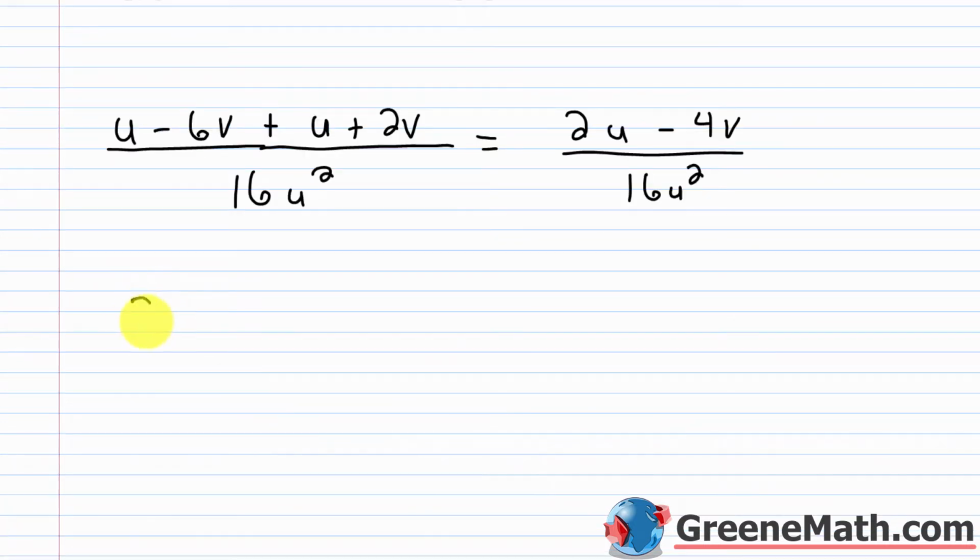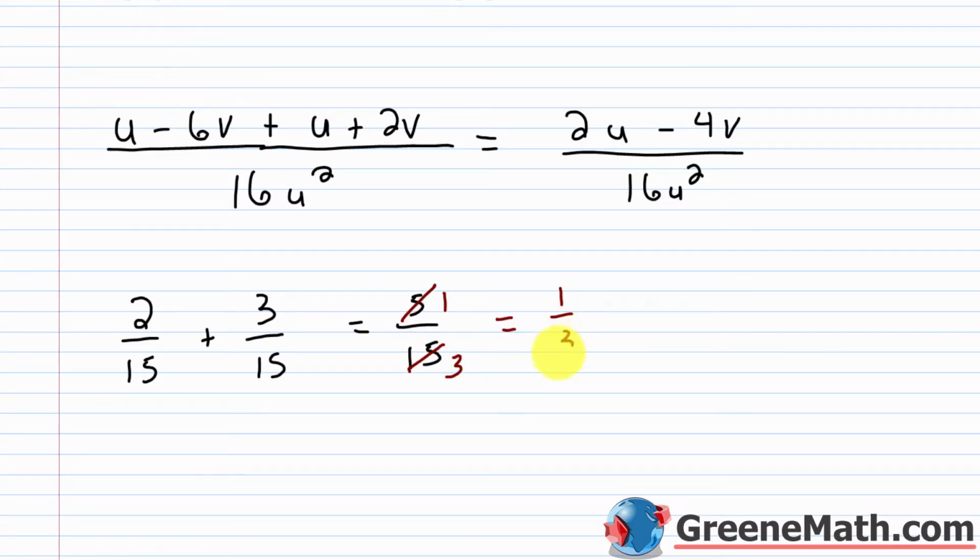If I had something like 2/15 plus 3/15, I have that common denominator of 15. 2 plus 3 is 5. Now, I wouldn't leave my answer this way. I would say, okay, the greatest common factor between these two is 5. So I would divide the numerator by 5, and I would get 1. I would also divide the denominator by 5, and I get 3. And so my simplified answer here is 1/3.